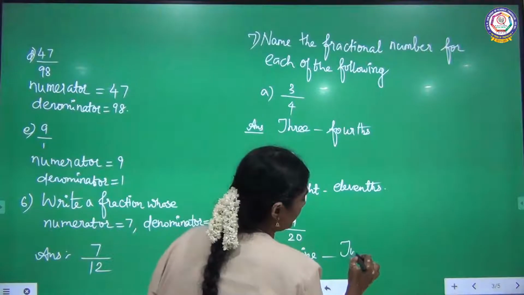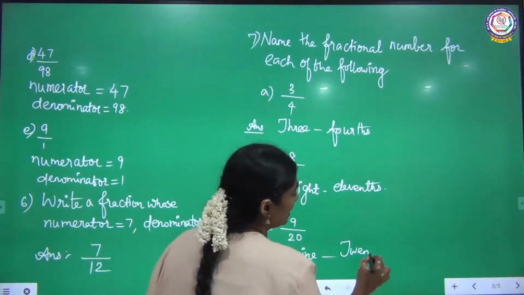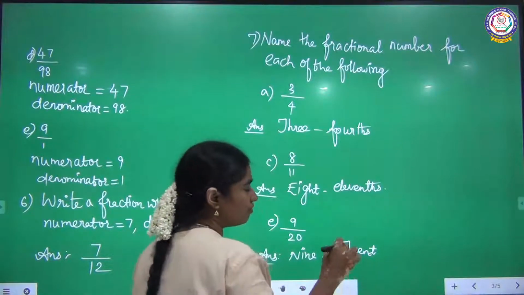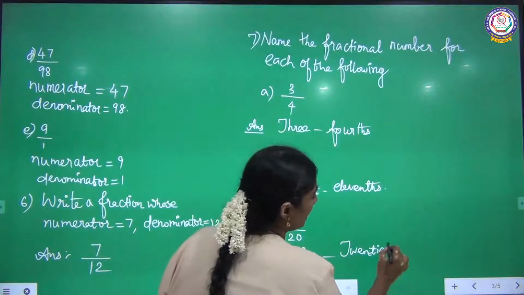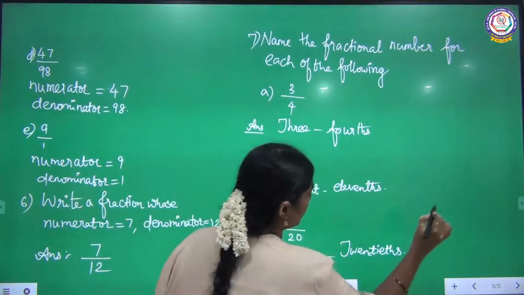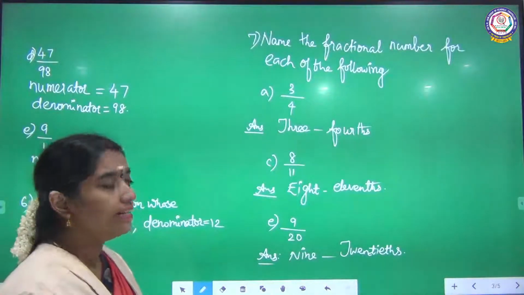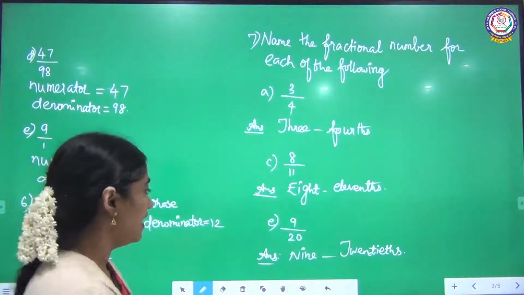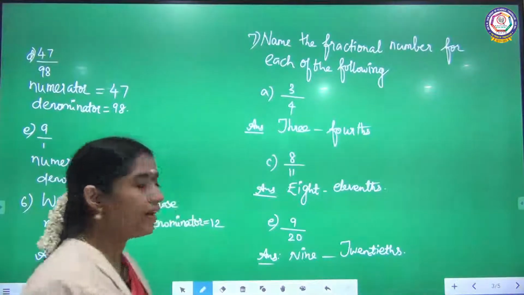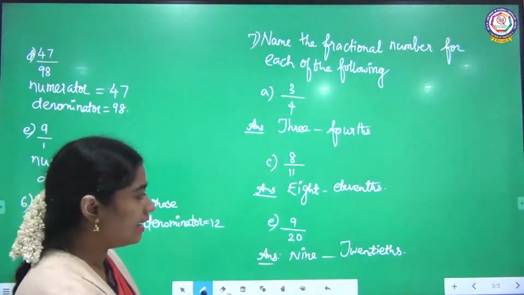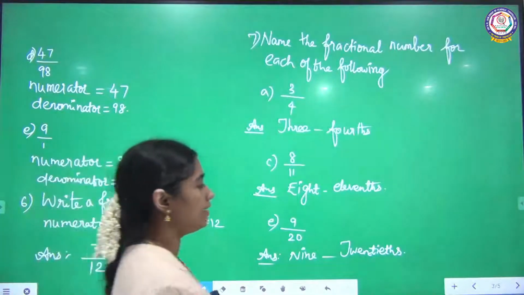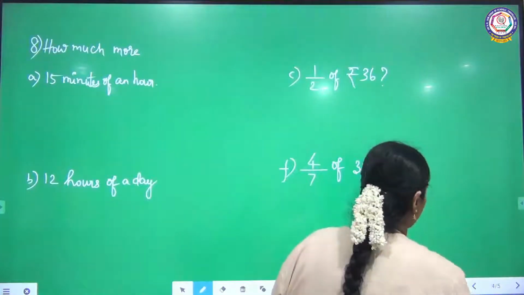What is the spelling for 20? TWENT. Instead of Y, you have to write IETHS. 20ths. What is that? 20ths. Can you clear this? 9/20ths. How am I writing here? 9/20ths. Just I am writing in the number name.